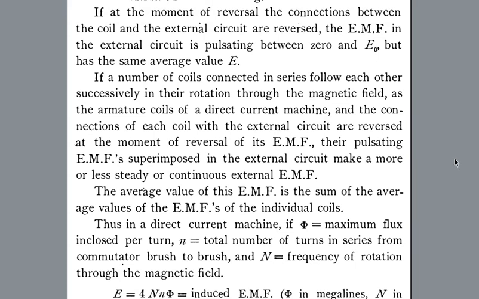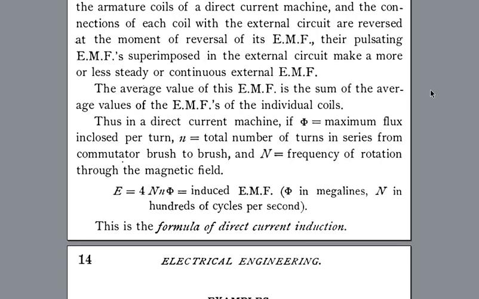If a number of coils connected in series follow each other successively in their rotation through the magnetic field, as the armature coils of a direct current machine, and the connections of each coil with the external circuit are reversed at the moment of reversal of its electromotive force, their pulsating electromotive forces superimposed in the external circuit make a more or less steady or continuous external electromotive force. The average value of this electromotive force is the sum of the average values of the electromotive forces of the individual coils.